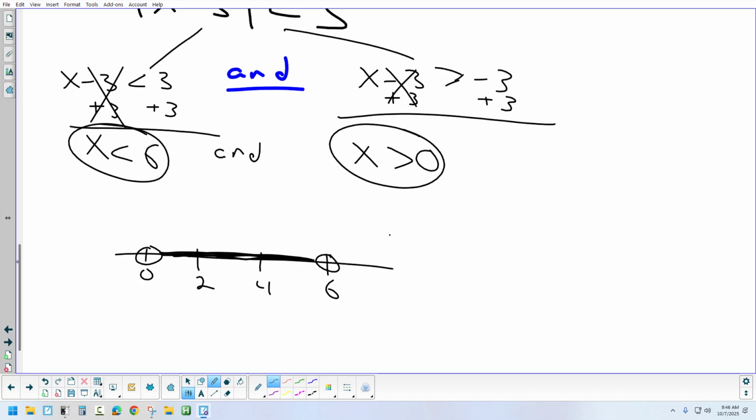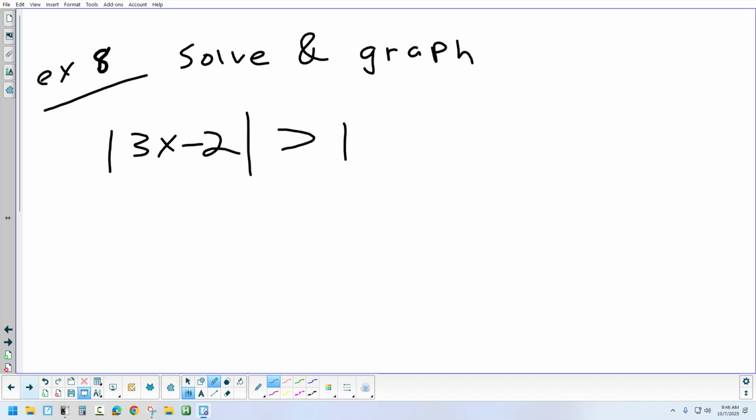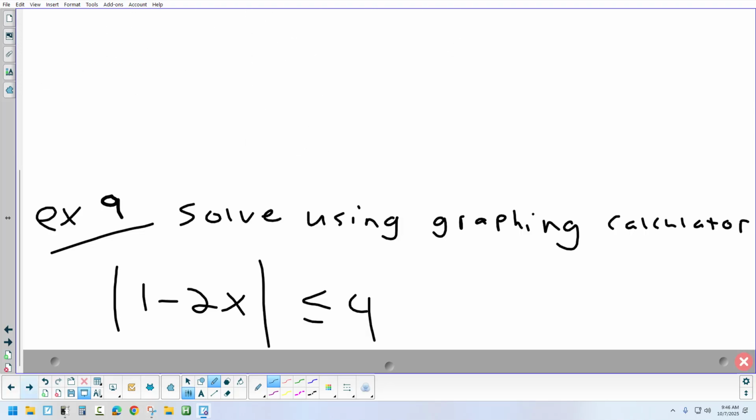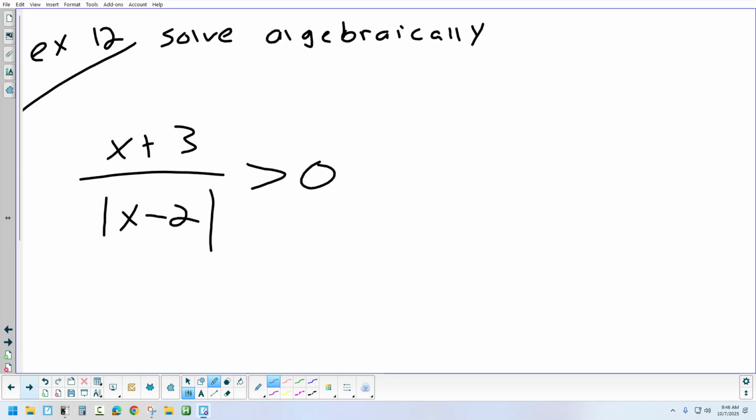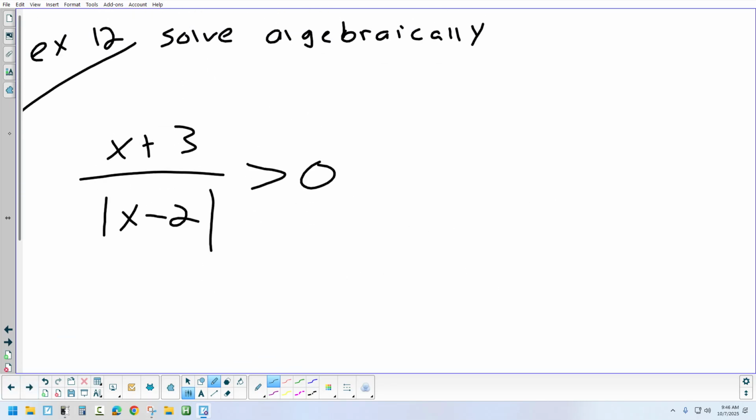Question on that one? Well, I don't want to solve that, but what would it be, an and or an or? Or. This is an or, because that's a greater symbol. Greater is an or. How about that one? That's an and, less than. You just split it into two and solve it. Okay, we'll finish up with this one.